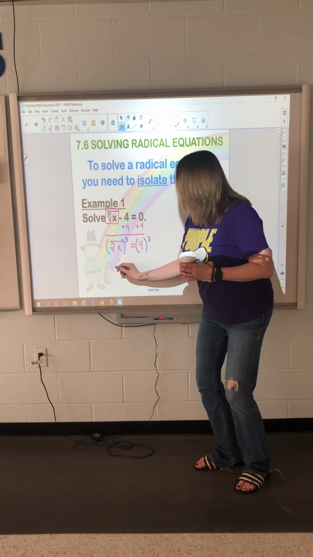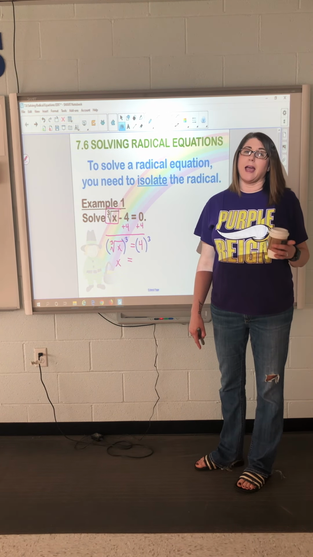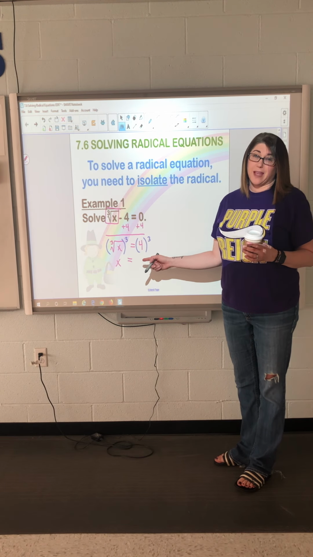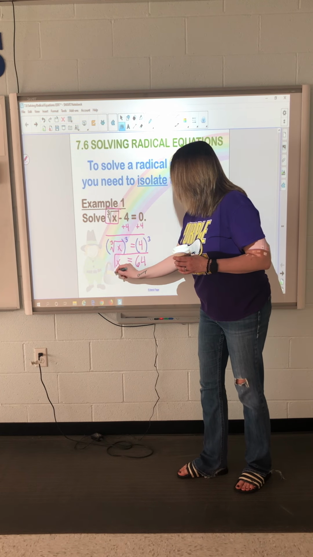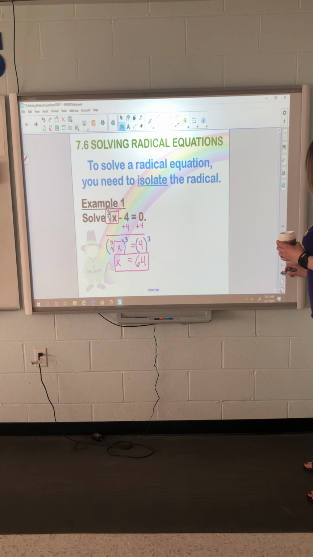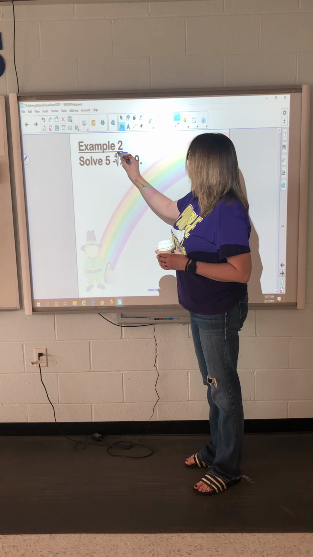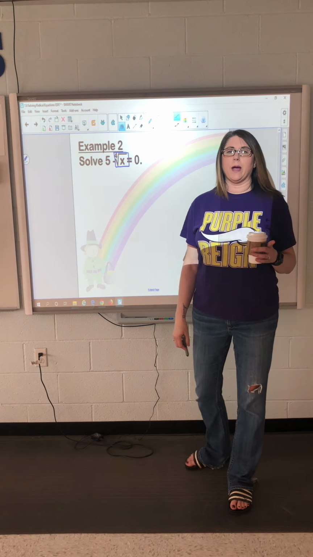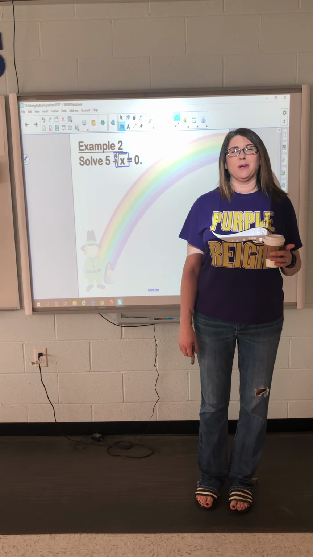So over here, we're now left with x because the cube root and the cube have undone one another. Over here we have 4 to the third power, and 4 to the third power is 64. And that's going to be our solution for example 1. All right, so number 2, we want to get this radical right here by itself. So there are two things that need to go away. First of all, we want to try to get rid of the 5. But secondly, we have to get rid of that minus sign.